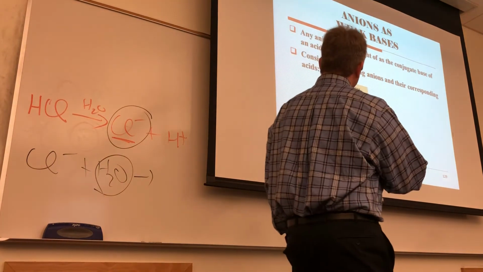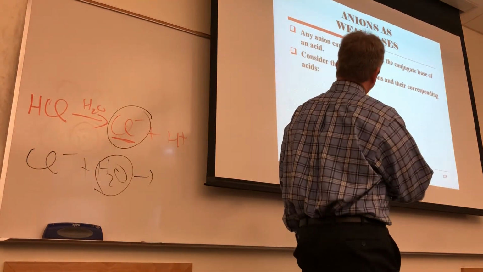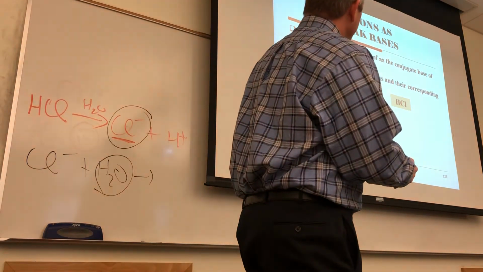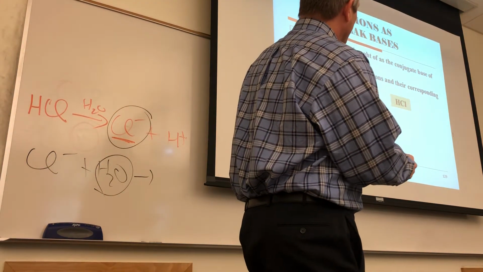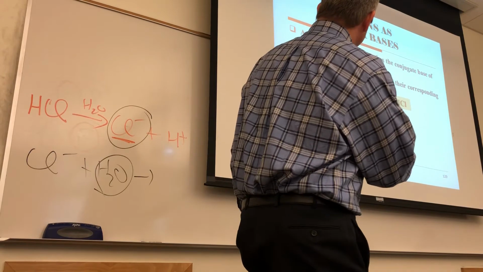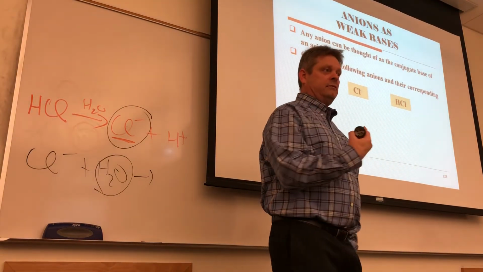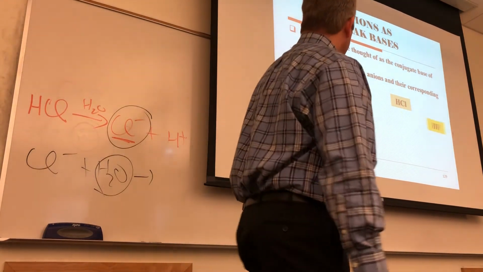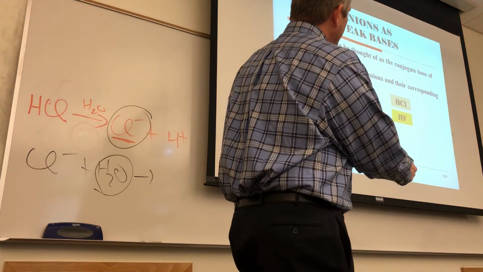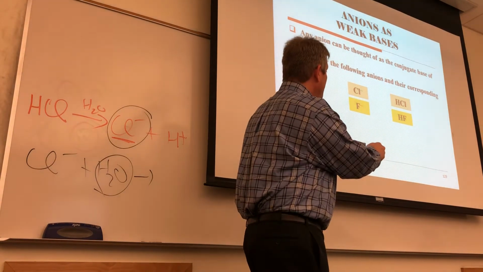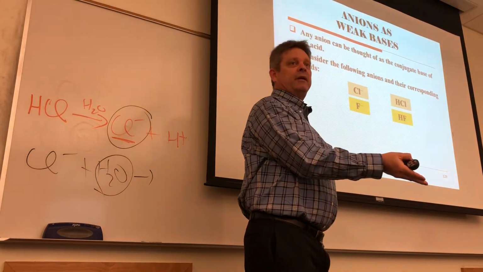Okay, so they're using Cl minus. The first one is this, because this is a strong acid. So I'm looking at the conjugate base of an acid, in this case the conjugate base of a strong acid. Here is the conjugate base of a weak acid, right? So if I put this one into water, what happens?